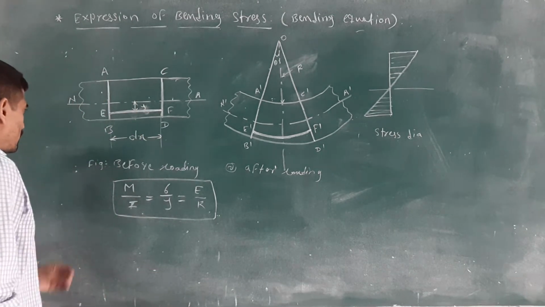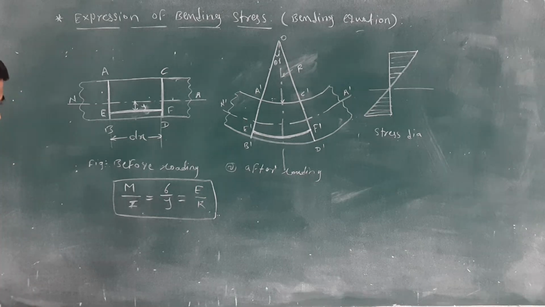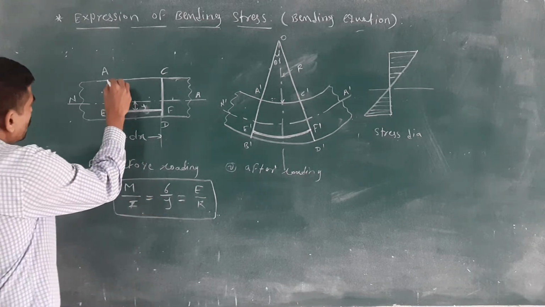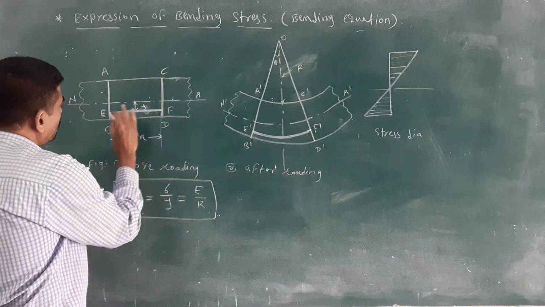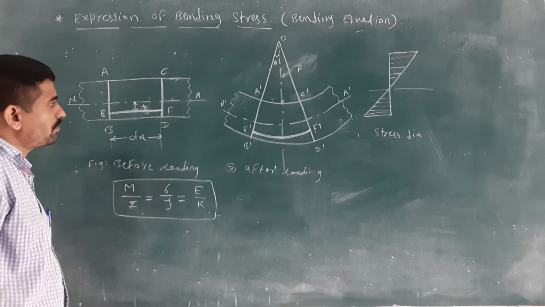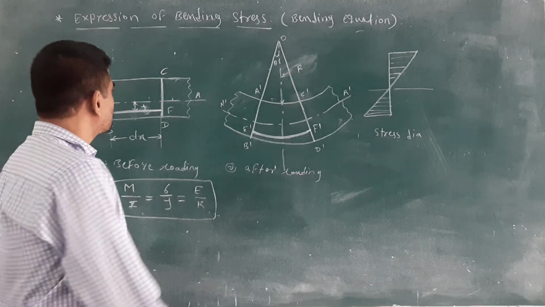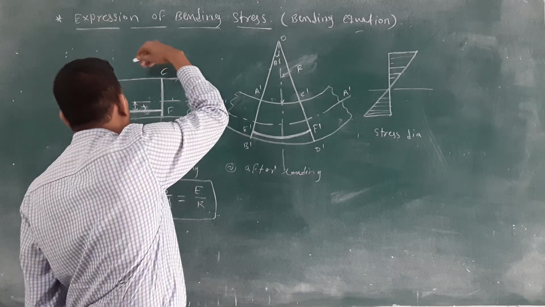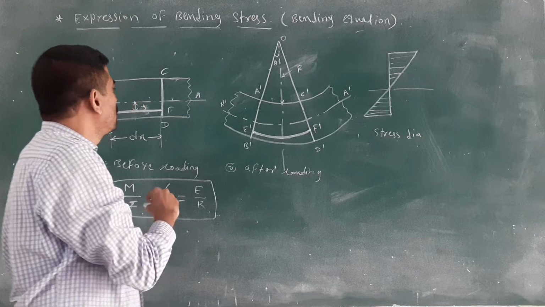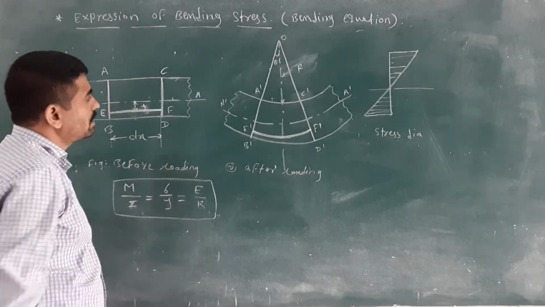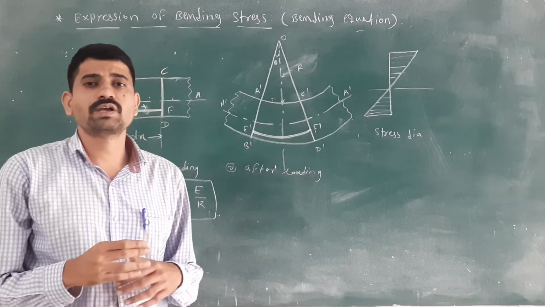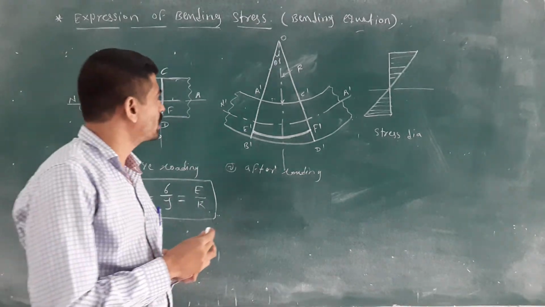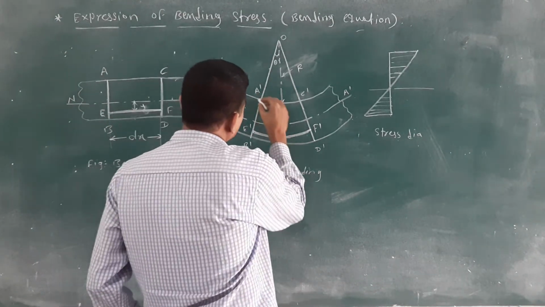Before loading, see what happened. Before loading, we are not applying any type of load on that given body, so the body remains as it is. But what happens when you apply some load, a point load, UDL or UVL, on that body? Then this body will bend. Then see figure number 2.